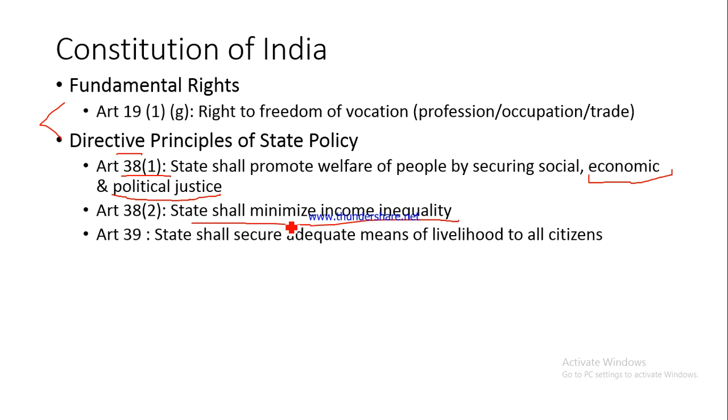Right. Article 39. State shall secure adequate means of livelihood to all citizens. So the government would try to ensure that all the citizens have some adequate means of livelihood. And can you think of some scheme by the government? Can you think of some initiative through which it is trying to abide by this directive principle of the state policy?